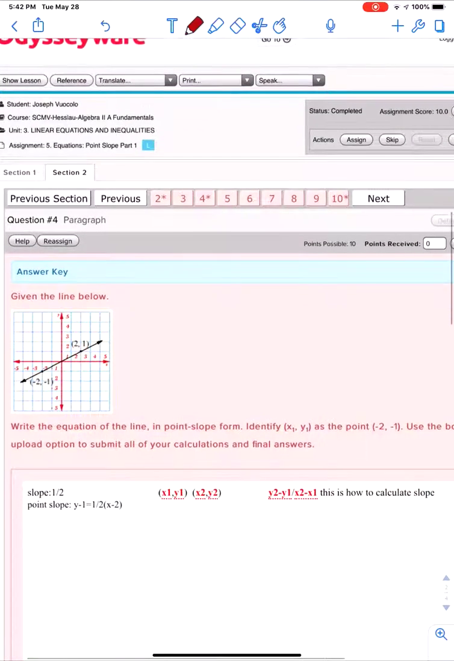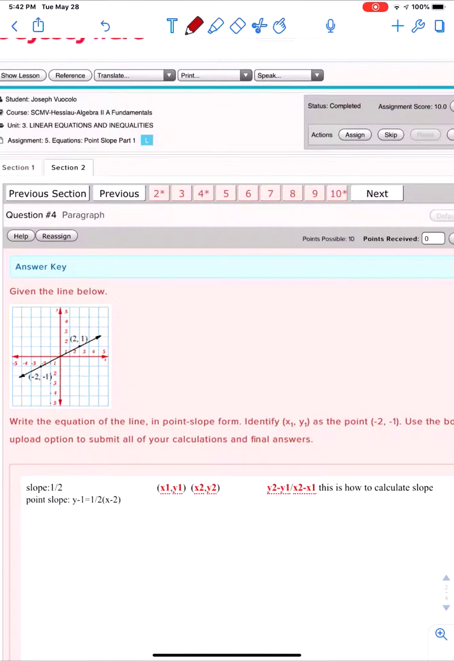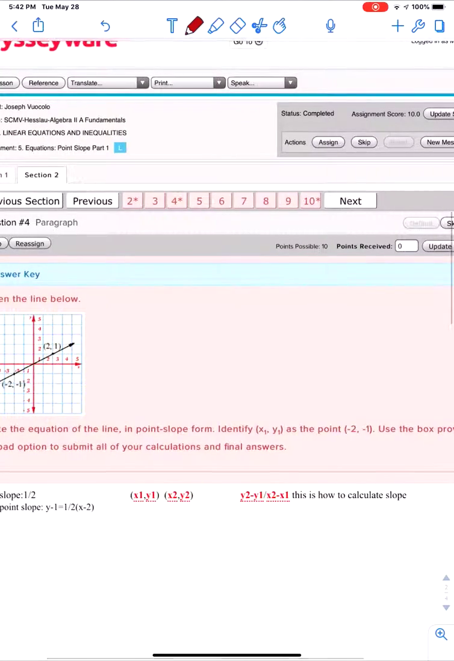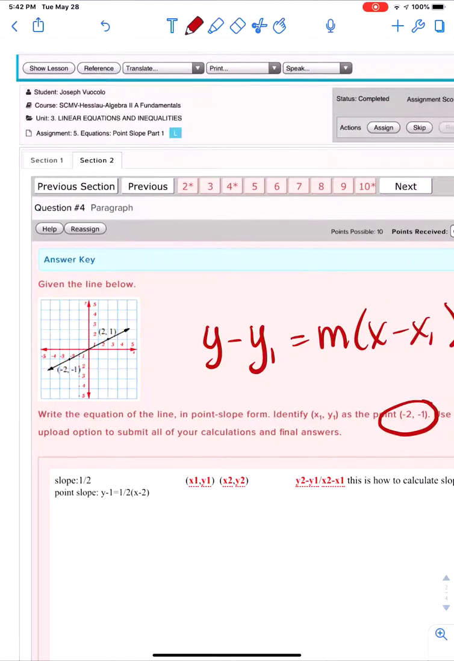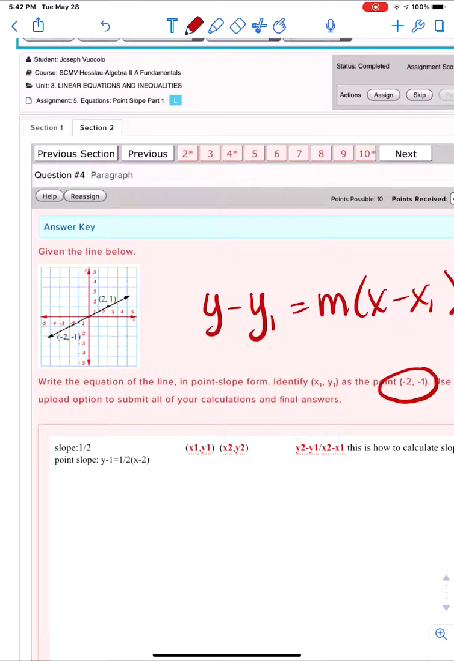Okay, now here's another one. It says write the equation of the line in point slope form, identifying x sub 1 and y sub 1 as the point (-2, -1). So this is the point that I'm going to have to use. And we're going to use the same formula that we used in the last one. Now it says use the box provided or upload options to submit all your calculations of final answers. So again, this part is telling you that you need to show your work.